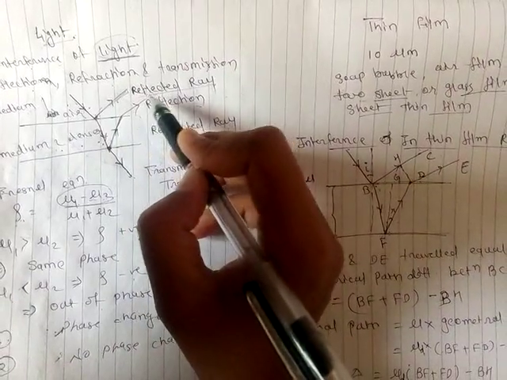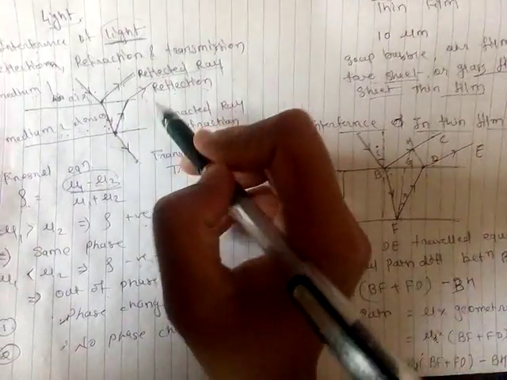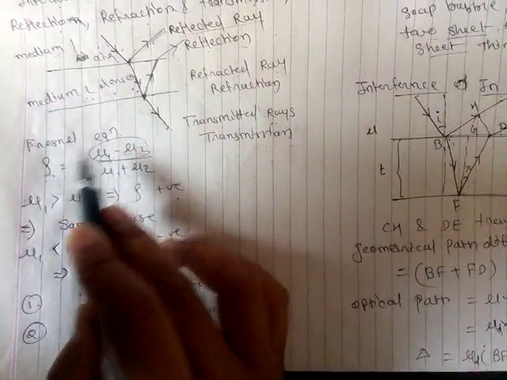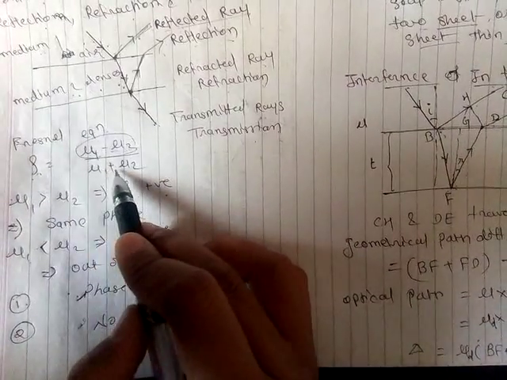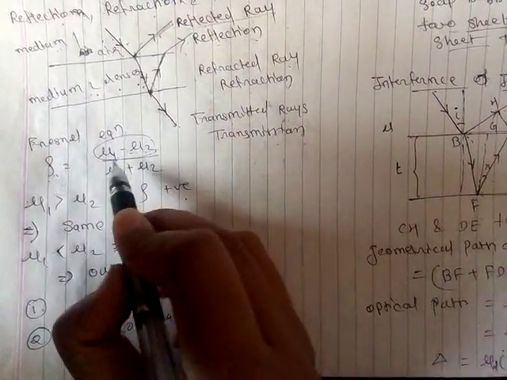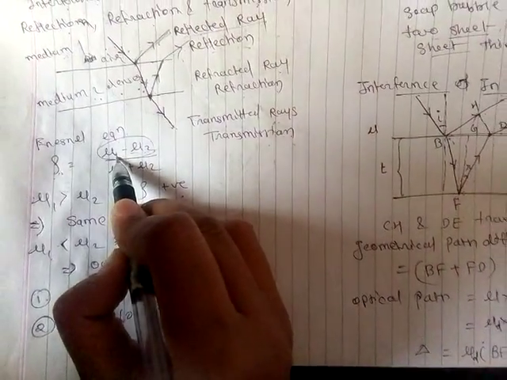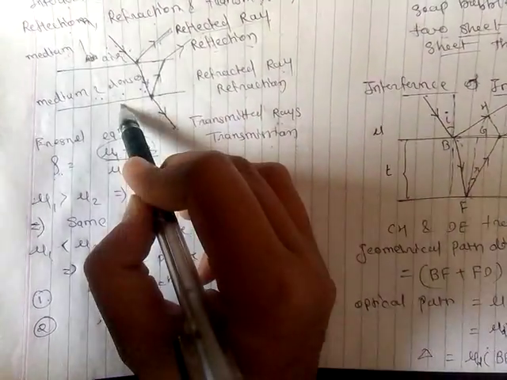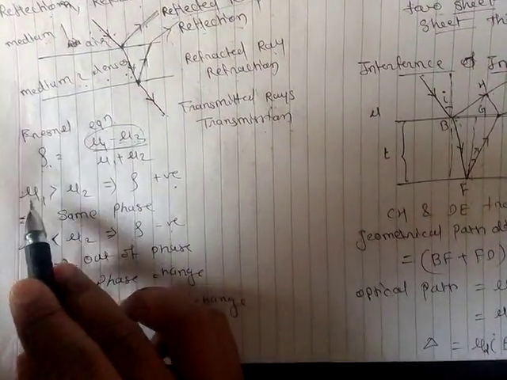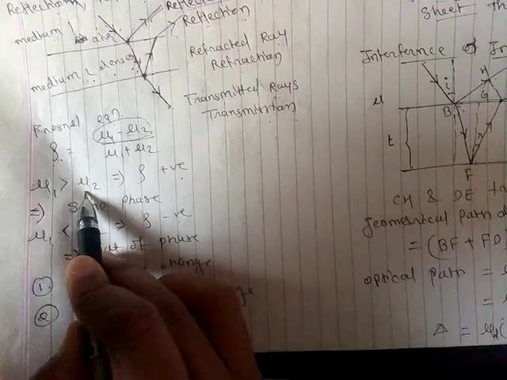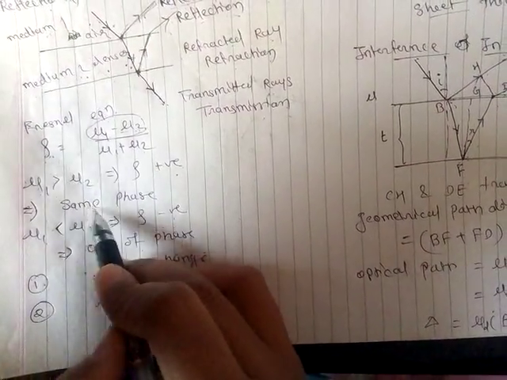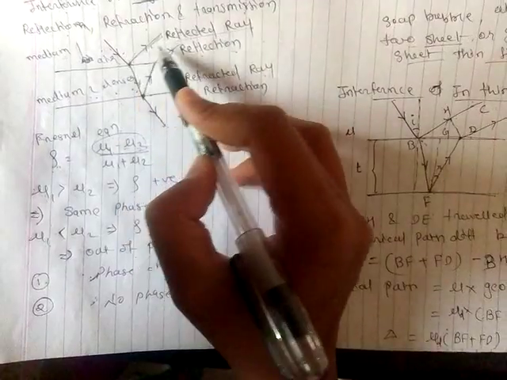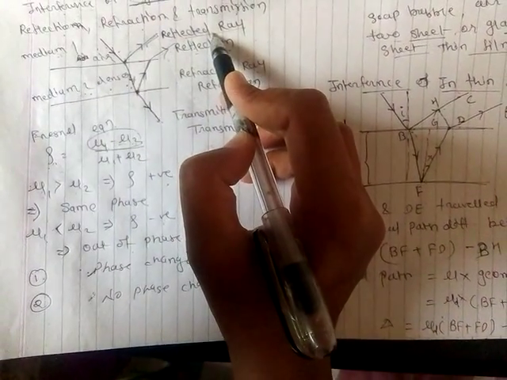To find the reflected and refracted rays, we use the Fresnel equation. This is rho equal to mu1 minus mu2 upon mu1 plus mu2, where mu1 is the refractive index of medium 1 and mu2 is the refractive index of medium 2. If mu1 is greater than mu2, that implies rho is positive. That implies the oscillations of the incident ray and the reflected ray are in the same phase.